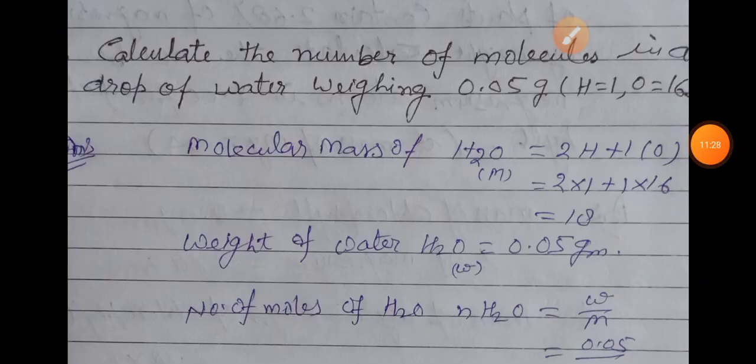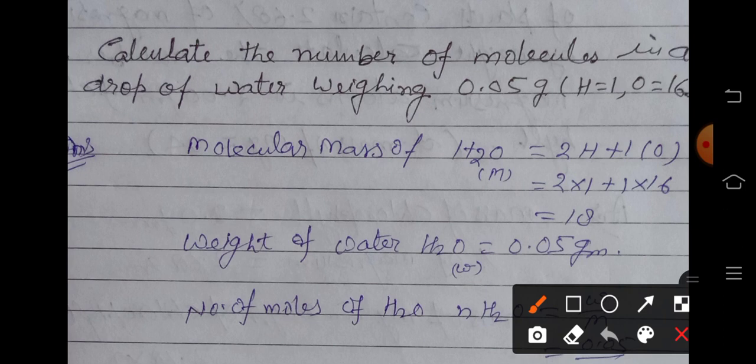Next question is, calculate the number of molecules in a drop of water. Calculate the number of molecules in a drop of water being 0.05 gram.